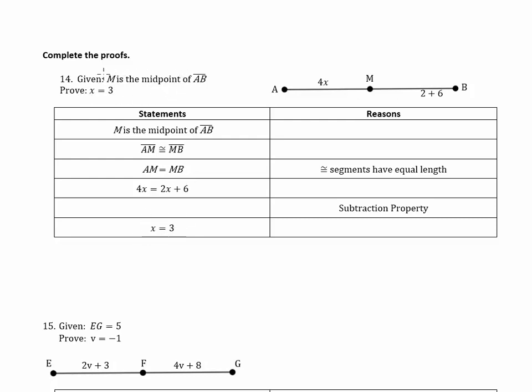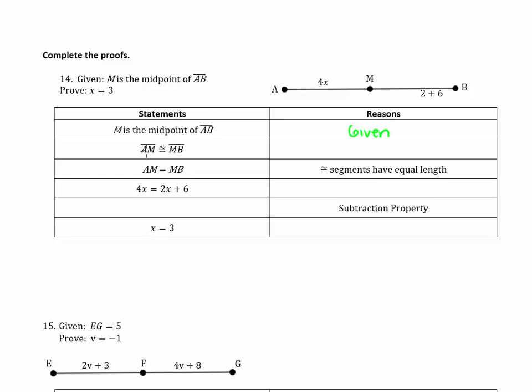Okay. We know M is the midpoint of A to B. And we know that because it was given to us. That was supposed to be a G, not a 6. So that was given to us. That information is given. It says right there.